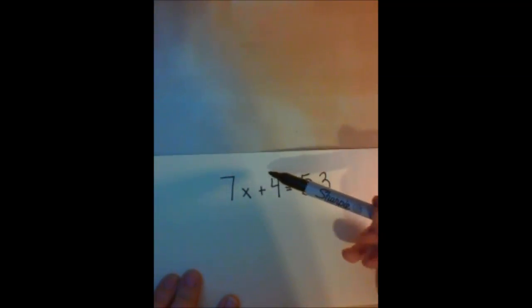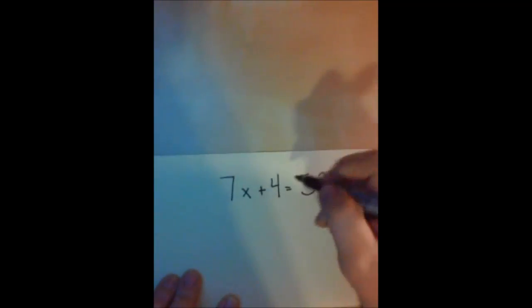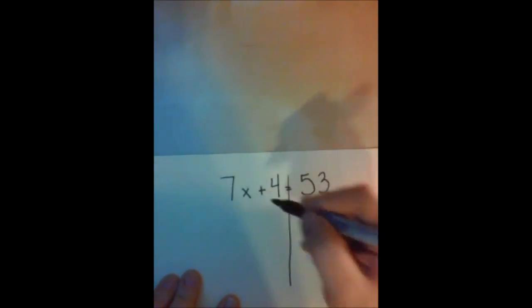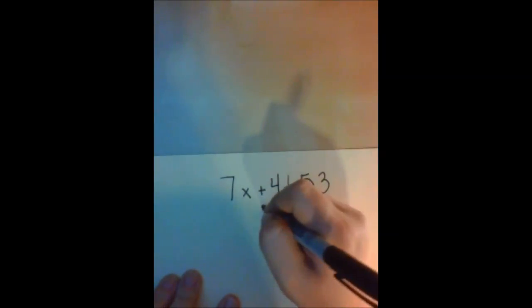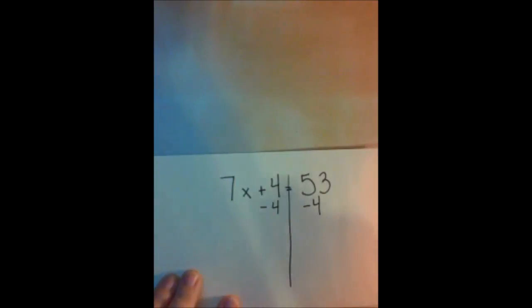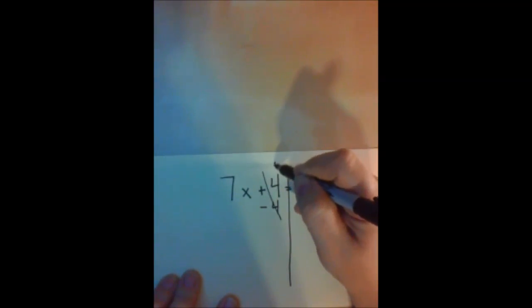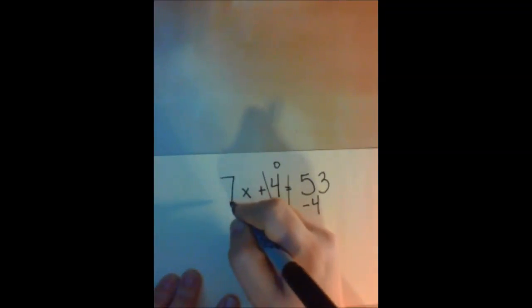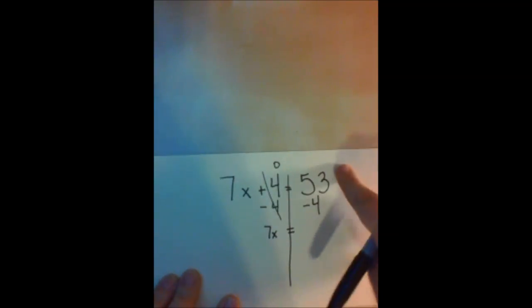In this case, we want to look at our addition. I'll draw my vertical line so I can see left and right. I want to take care of the addition. The opposite of adding 4 is subtracting 4. Once to each side, those become 0, leaving us that 7x is still here. Over here, 53 minus 4 is 49.